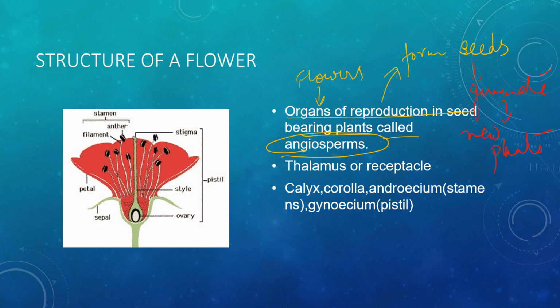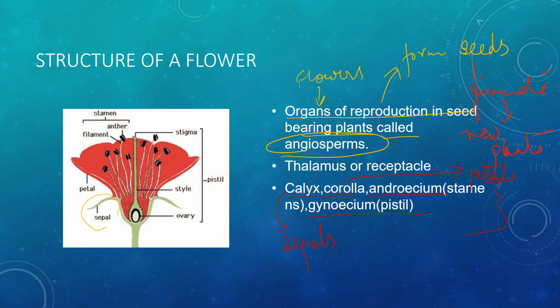So what are the most important common structures? Most flowers have 4 whorls, that is, calyx, corolla, androecium and gynoecium. These are the 4 main whorls of a flower. If a flower has all these 4 whorls, it is called a complete flower. The outer 2 whorls comprise the calyx and the corolla. The calyx is also called the sepals, and the corolla is also called the petals.